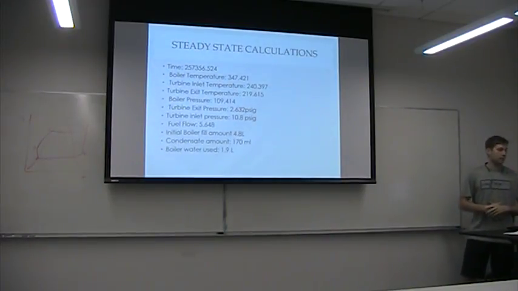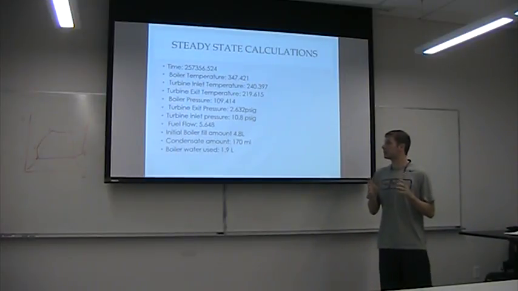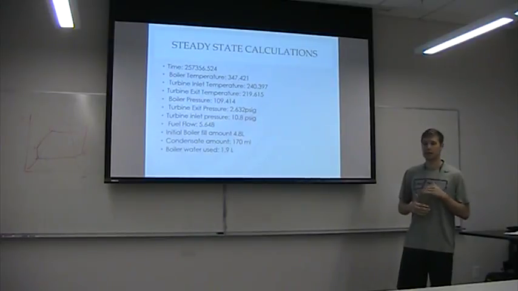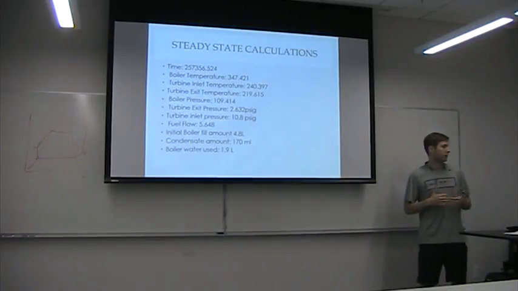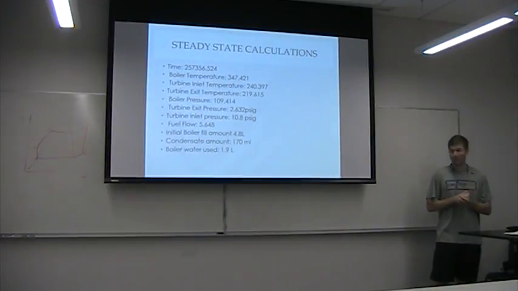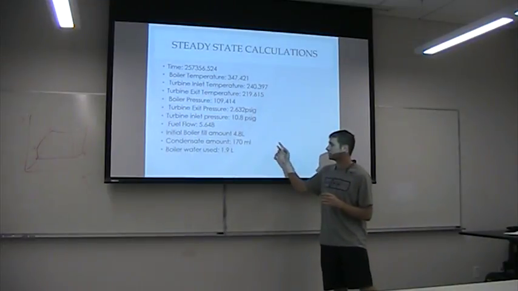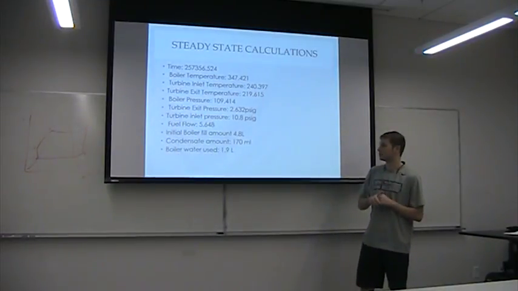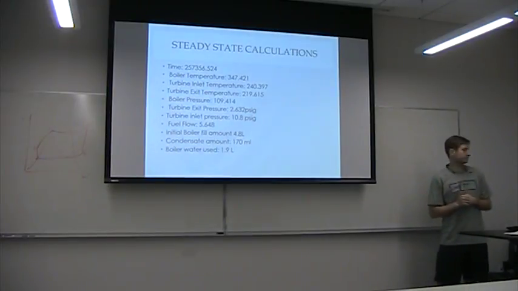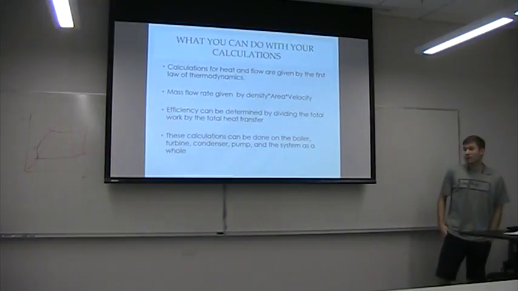Here are my steady state calculations. What this is, we basically picked a steady point in time and calculated what our boiler temperature should be, the turbine inlet temperature, exit temperature, boiler pressure, exit pressure, inlet pressure, and fuel flow. Then from the initial boiler fill amount of 48 liters, you can calculate how much boiler water you used to calculate your fuel flow and your condensation amount. Very cool. So what can you do with these calculations?